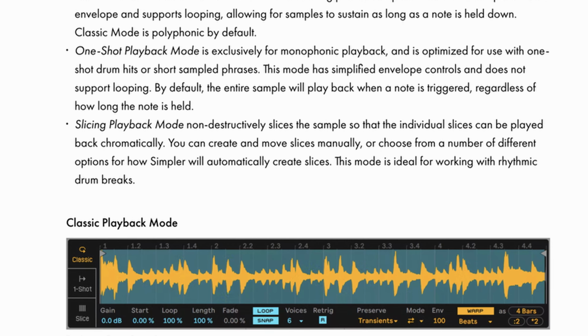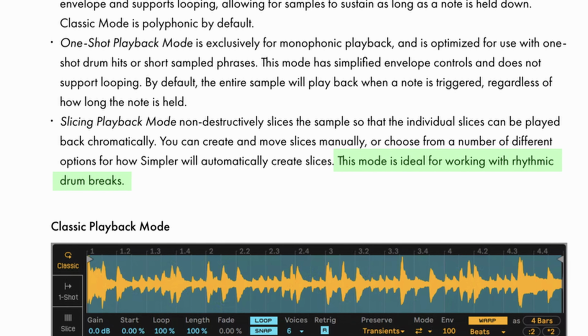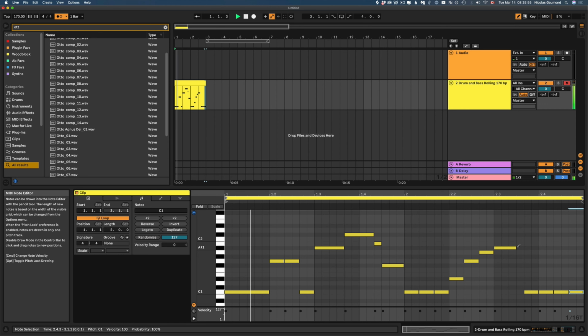The most common use, as stated in the Ableton user manual, is to chop up rhythmic drum loops and do stuff like this. So why am I talking about slice mode and drums if I was struggling to write a lead line? Well, this is where it gets interesting.